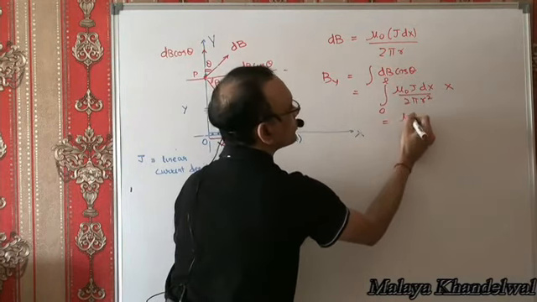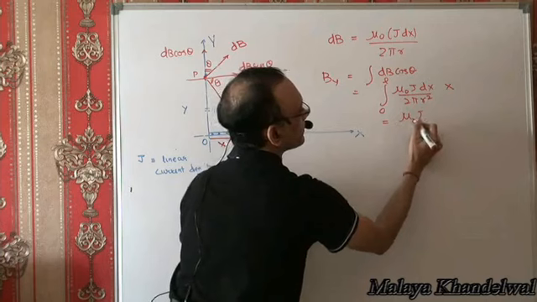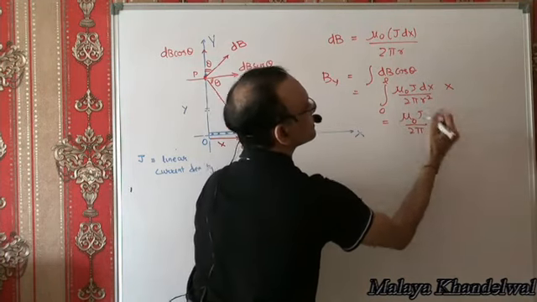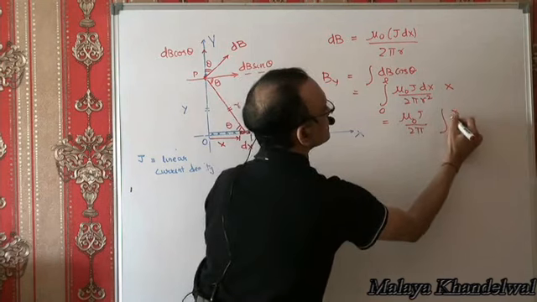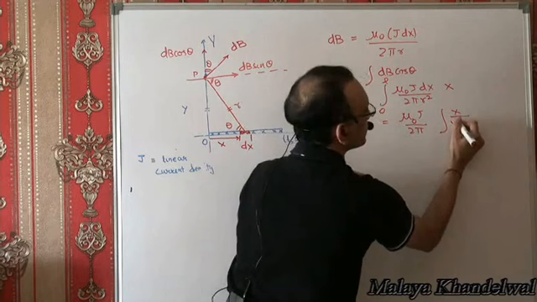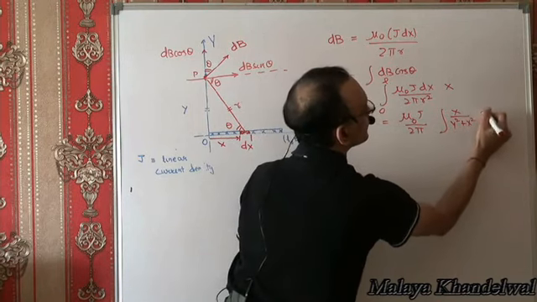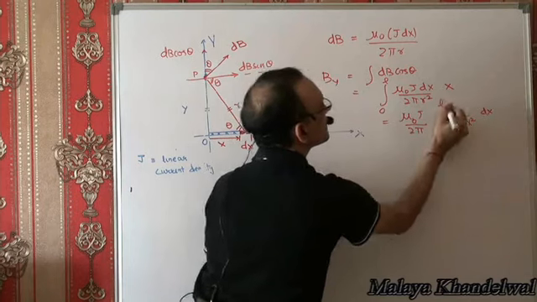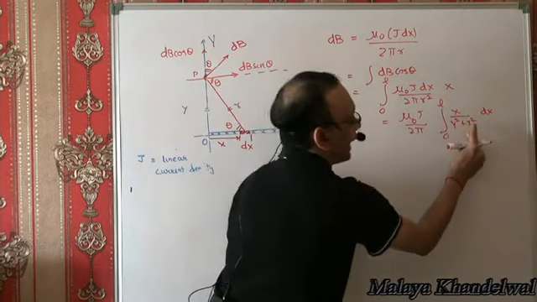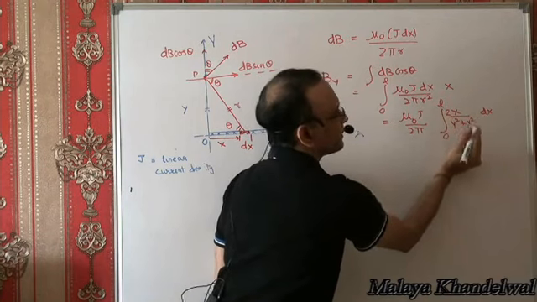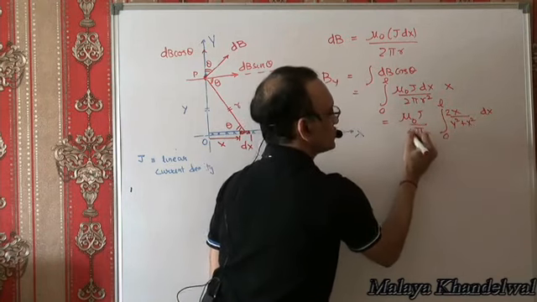So this is μ₀ j by 2π, which can come out, times the integral of x divided by r squared, where r squared is y squared plus x squared, dx, with x running from 0 to L. Now I'm integrating with respect to x. The numerator can be made the derivative of the denominator by multiplying by 2 and dividing by 2.